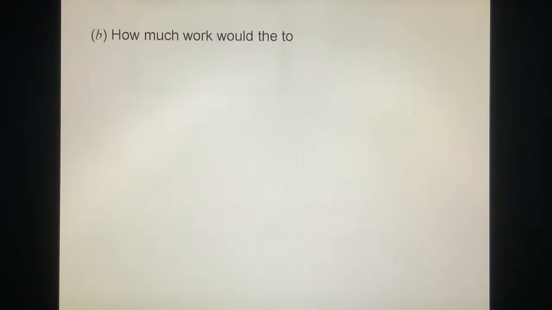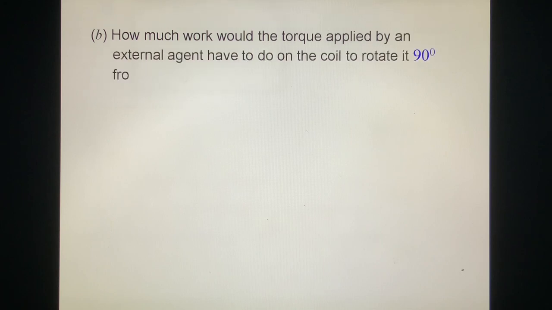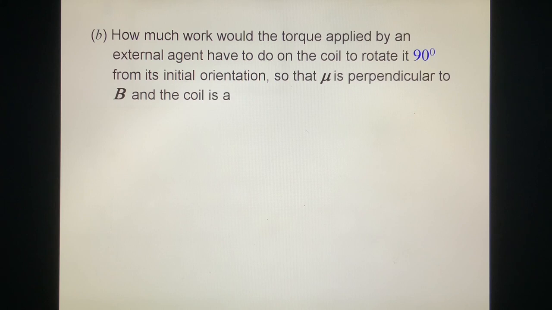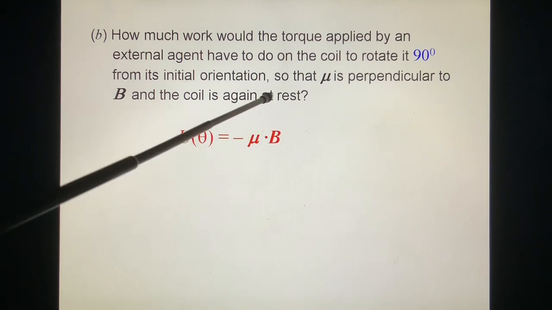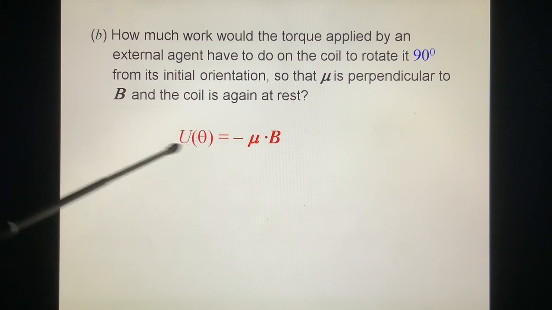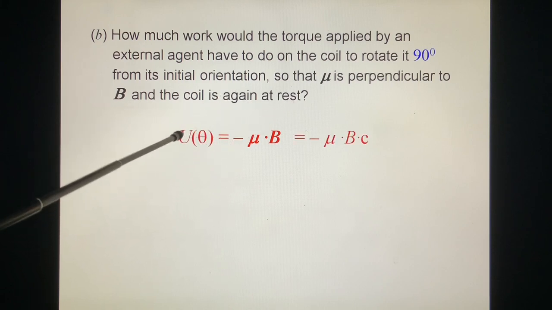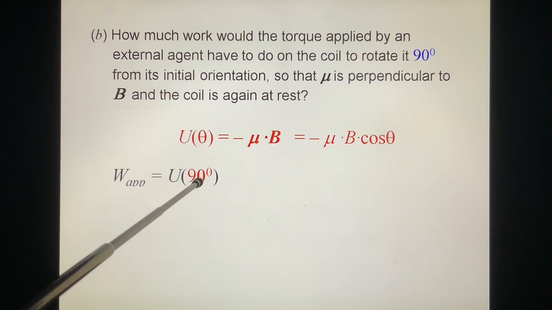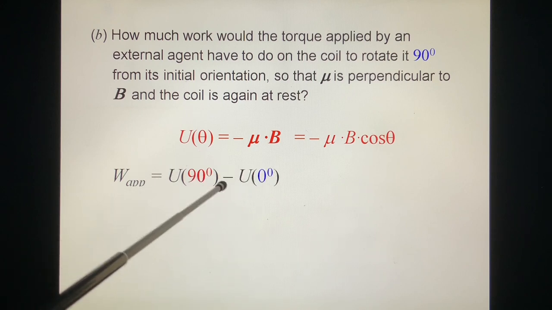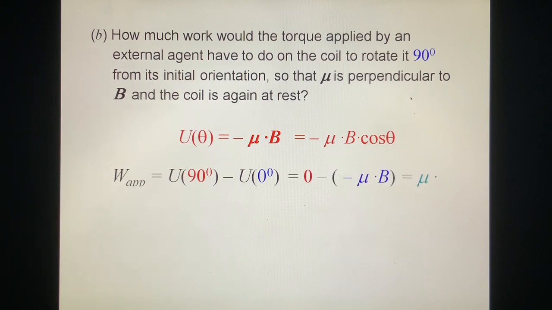Question B. How much work would the torque applied by an external agent have to do on the coil to rotate it 90 degrees from its initial orientation, so that mu is perpendicular to B and the coil is again at rest? That's because no kinetic energy, because again at rest. So U of theta is minus mu dot B, and the work applied should be U at 90 degrees minus U at 0 degrees. Remember, in this case, no kinetic energy. So we put this in, we get mu B.